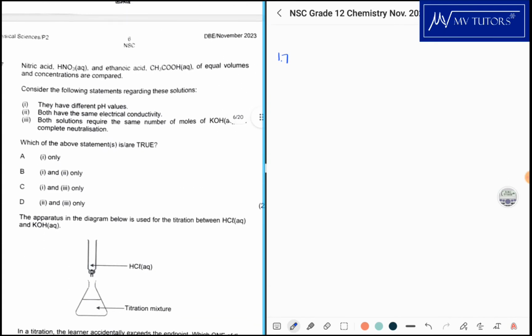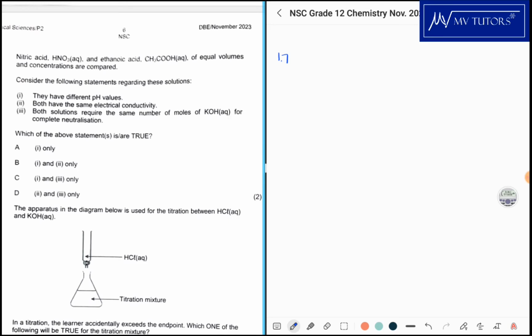1.7. So it says nitric acid and ethanoic acid of equal volumes and concentrations were compared. All right, equal volume, equal concentration. So the number of moles are the same for both? Okay, good to note. Remember, C is n over V, so number of moles is concentration times volume. So equal volumes, equal concentration, so both nitric acid and ethanoic acid have the same number of moles.